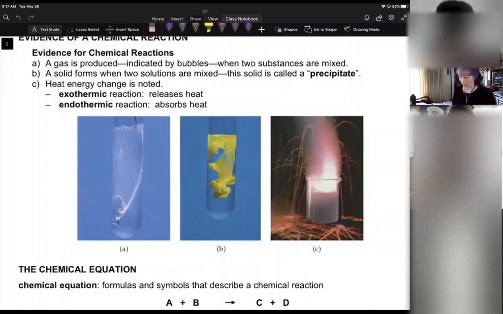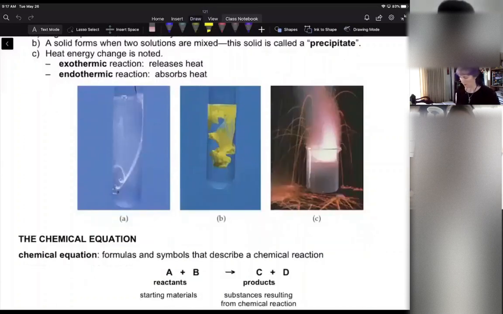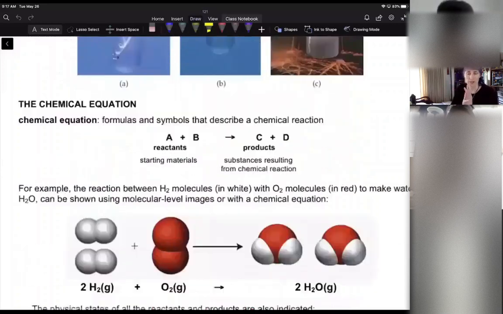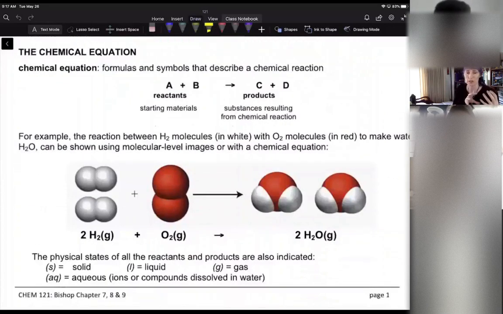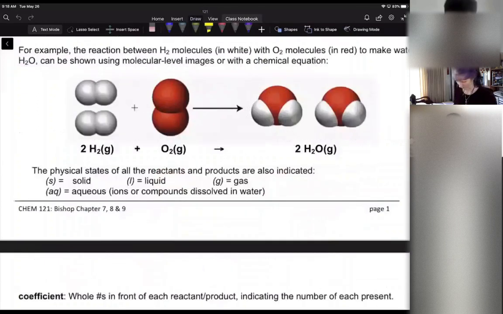Let's see, we talked about chemical equations, rearranging the atoms to completely destroy our original materials and produce something new. And we talked about the states of matter: solid, liquid, gas. And then aqueous means dissolved in water. So we're going to go a little bit deeper into what aqueous solutions require us to think about.